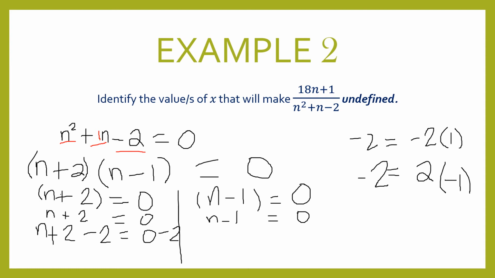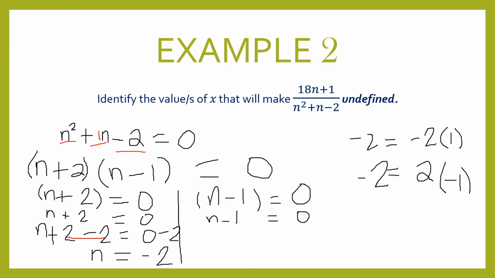Now, we need to simplify. So, simplify 2 minus 2, that is equal to 0. So, cancel out na yan. So, natira sa left side of the equation is n. N is equal to, so 0 minus 2 is negative 2. Next, nakuha na natin yung isang value ng n.